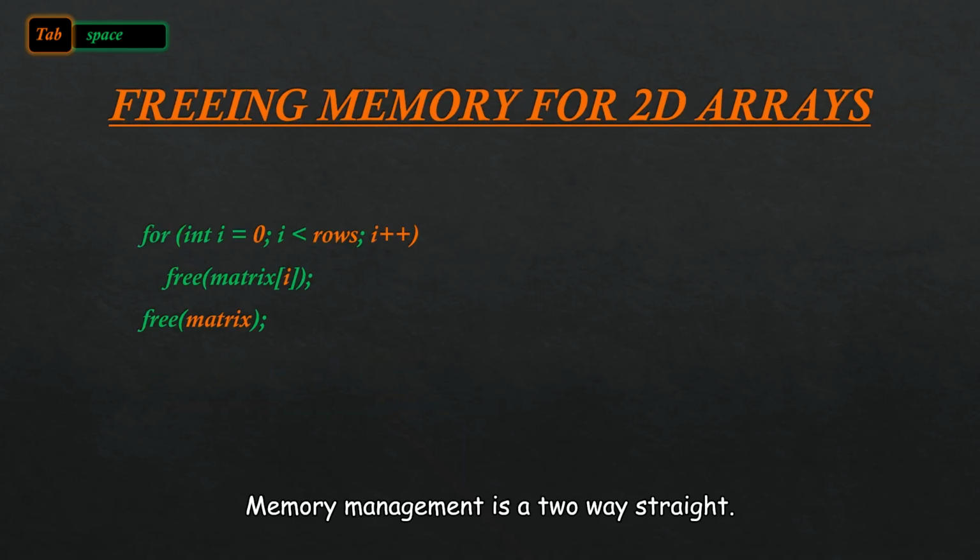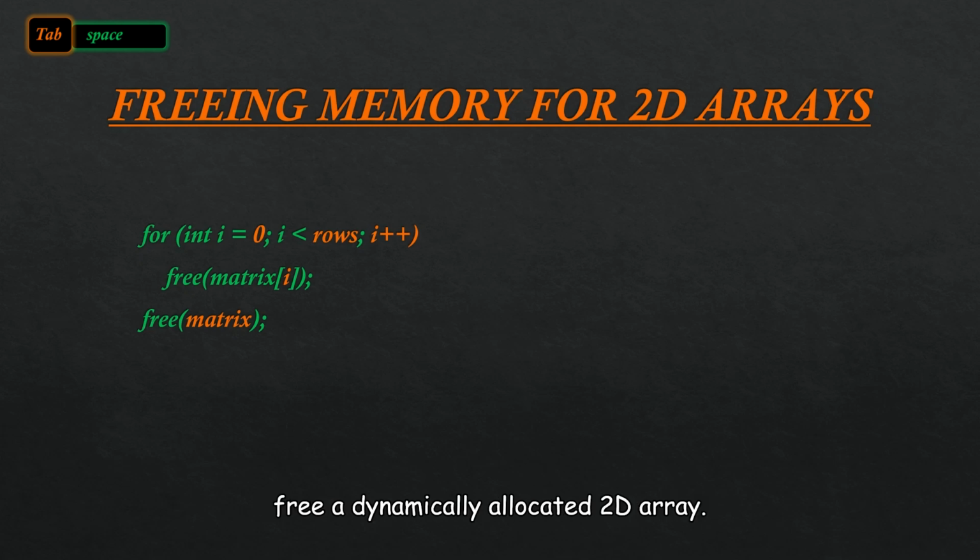Memory management is a two-way street. What we allocate, we must deallocate. To free a dynamically allocated 2D array, first loop through each row and call free(matrix[i]). This deallocates each row's memory. Then call free(matrix) to deallocate the array of row pointers. Failure to do this results in memory leaks, which can crash programs or consume excessive memory in long-running applications. So make sure you free your memory in the reverse order of allocation.